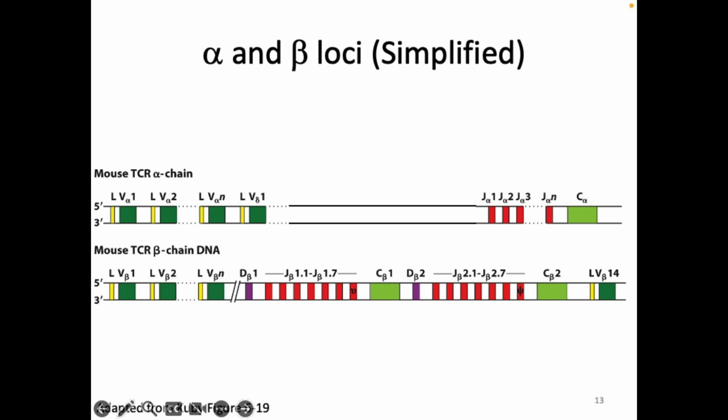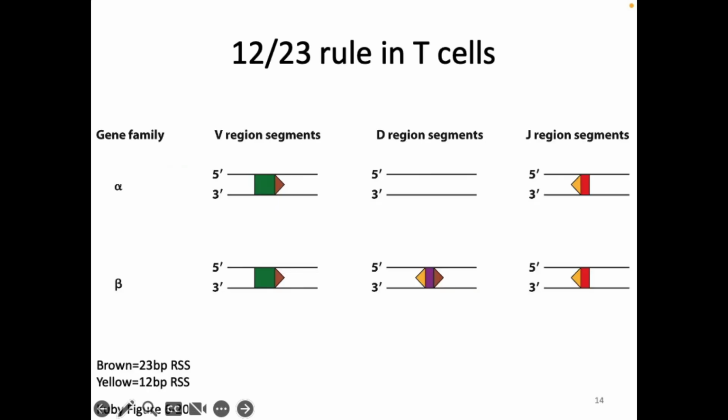And we've got our Vs and our Js for the alpha chain shown here. So in that way, everything looks really similar to what you've seen before in B cells. Sadly for all of us, there are some things that are unique in T cells. And so this is the first thing that's unique in T cells.